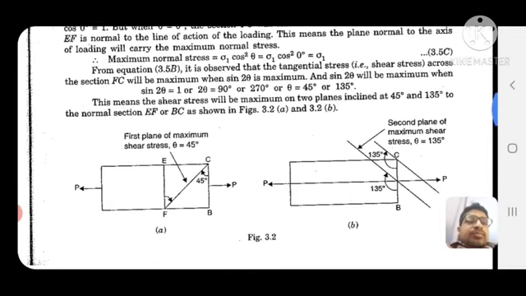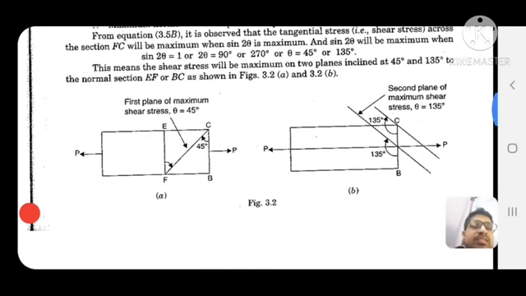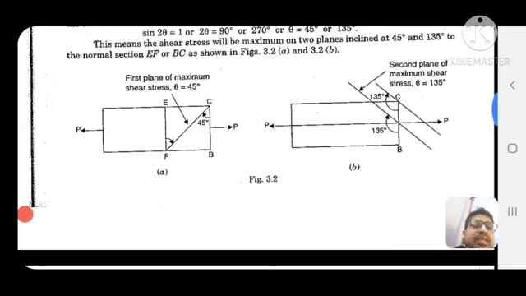From equation 3.5 it is observed that the tangential stress across the section FC will be maximum when sin 2 theta is maximum, and sin 2 theta will be maximum when sin 2 theta is equal to 1, or 2 theta is equal to 90 degree. This means the shear stresses will be maximum on two planes inclined at 45 degree and 135 degree. The normal section EF and BC is shown here.